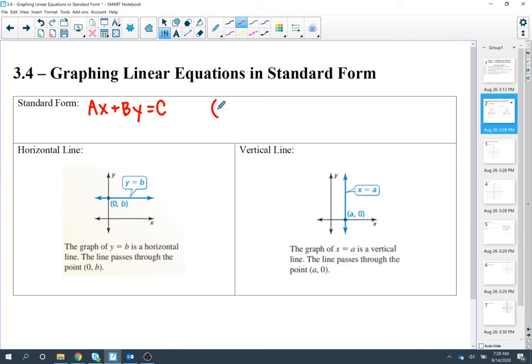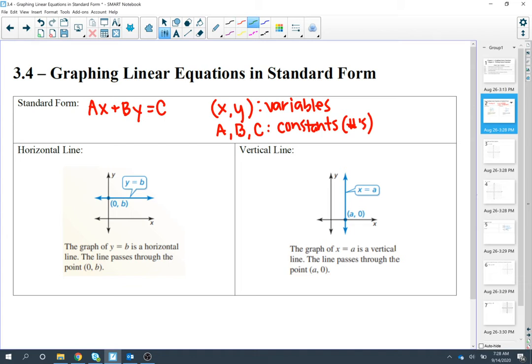Now in this, x and y is still your ordered pair, and those are still your variables. Then you have a, b, and c, which are going to be your constants or your numbers. Now, when you're doing this, only one of a or b can be 0 at a time. If they're both 0, then you actually don't have an equation at all. So yes, they're going to be numbers, but only one of these can be 0.